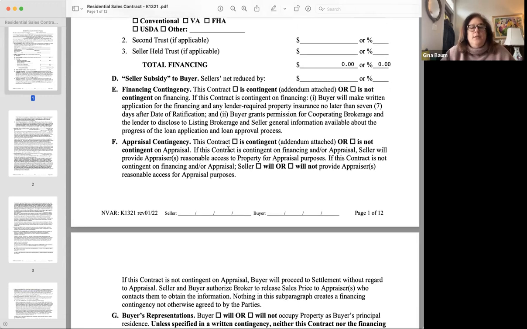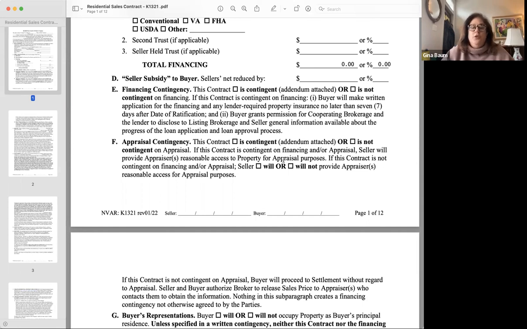This contract is contingent or is not contingent on appraisal. If this contract is contingent on financing or appraisal, seller will provide appraiser reasonable access to the property for appraisal purposes, okay? Reasonable access is a phrase that you're going to see often throughout the contract.